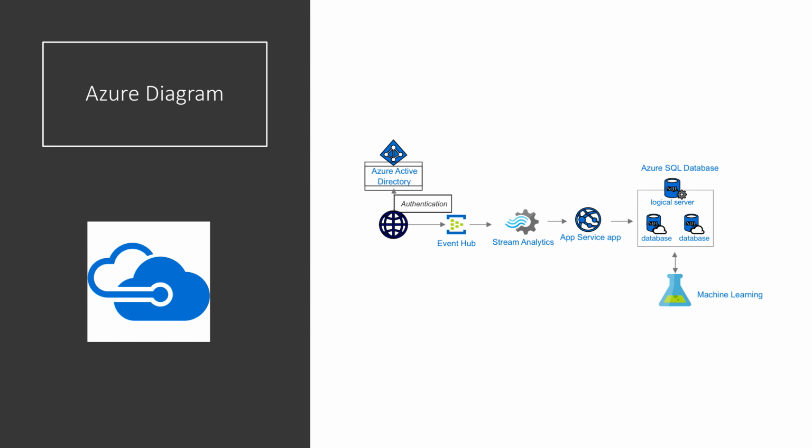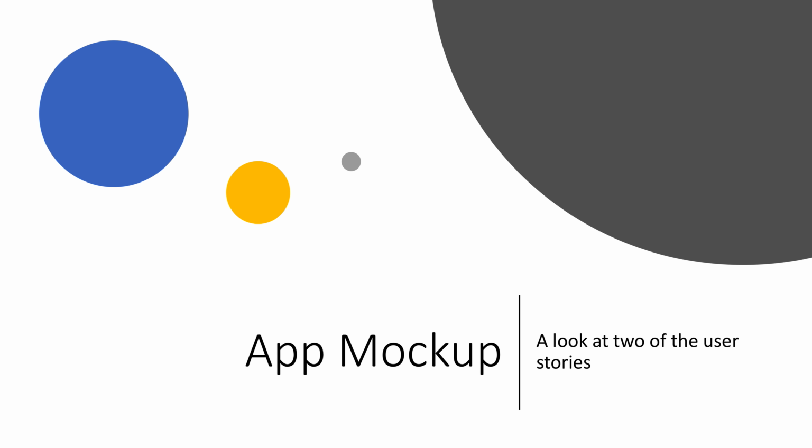In our Azure diagram, the 2 most important areas are the event hub, so if a notification needs to be sent out, then the event hub will send it, and also the machine learning, which runs over the databases to work out where it should be.